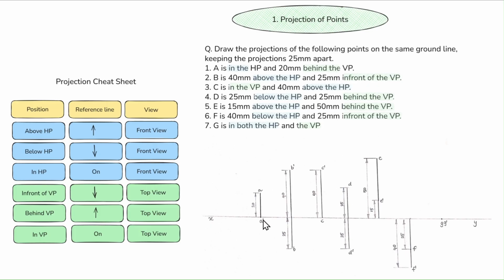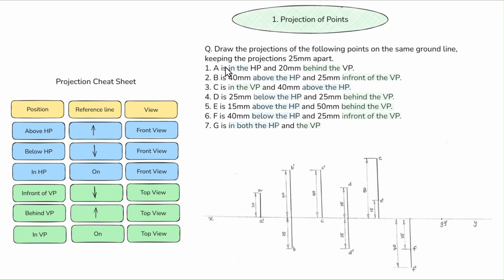One more thing I have to say: whenever you get this word HP, the points we denote, we label using the alphabets A, B, C, D, whatever. So whenever you see the word HP, you have to mention the label as A apostrophe, like the dash. So wherever there is HP, there will be that kind of dash. I don't know why, but it is mentioned like that. I hope you got it.